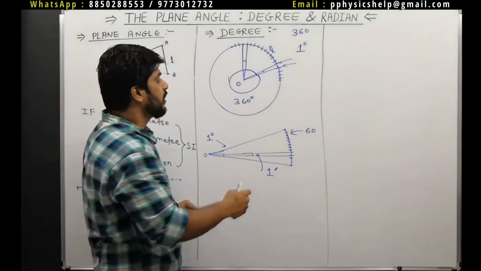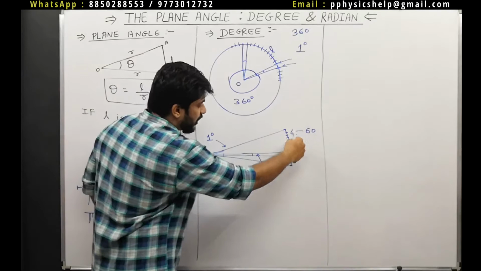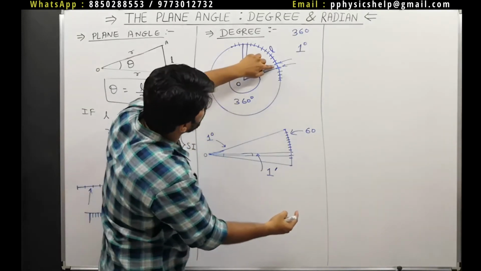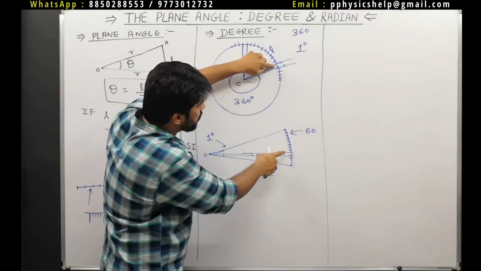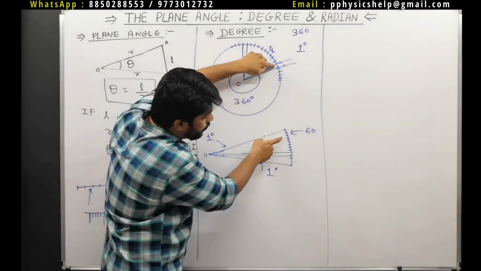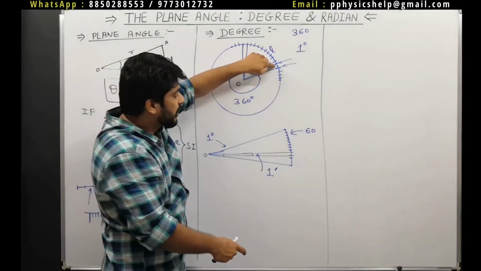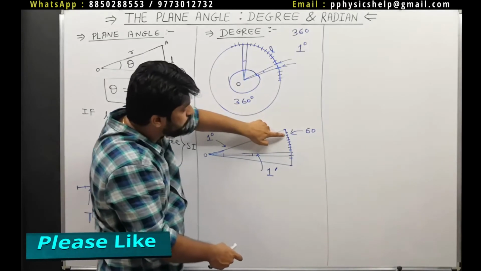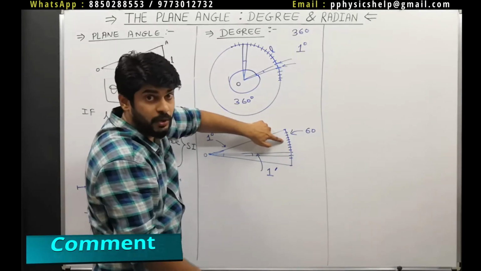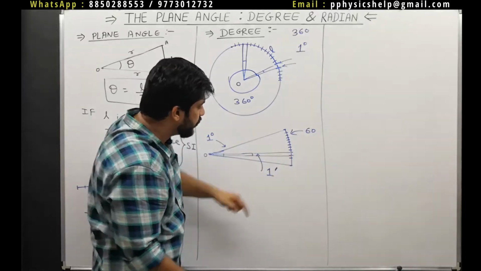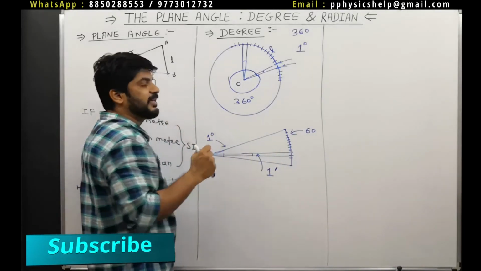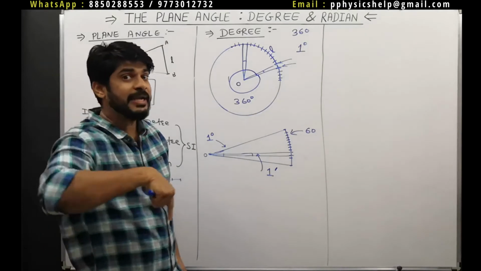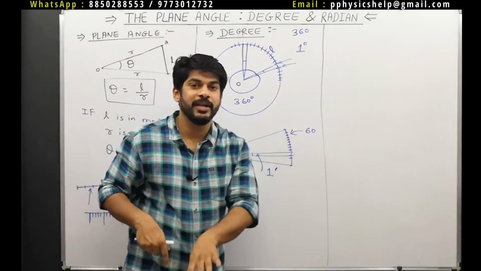Now we chose this 1 degree, just took this part and magnified it and showed it over here. Now what we did is we again divided this small arc, which is zoomed up, into 60 equal parts. Again you can see you have 60 smaller arcs, and each arc is subtending a certain angle at the center. That angle is called 1 minute.